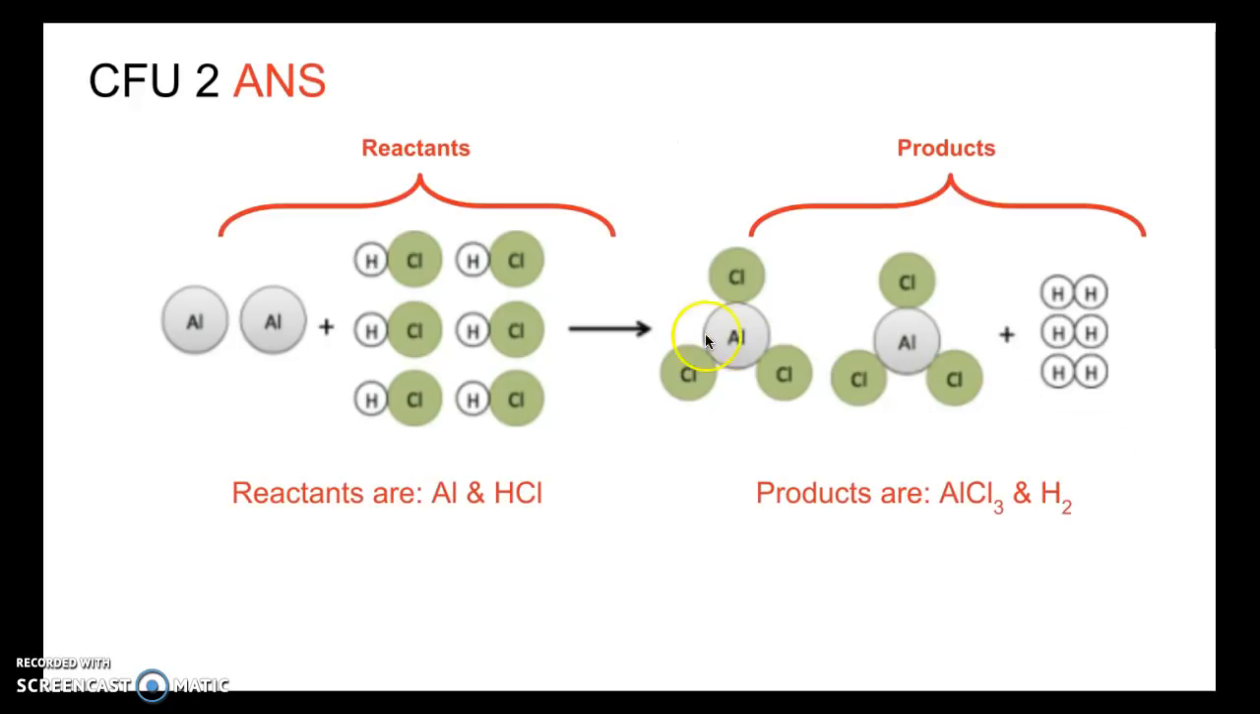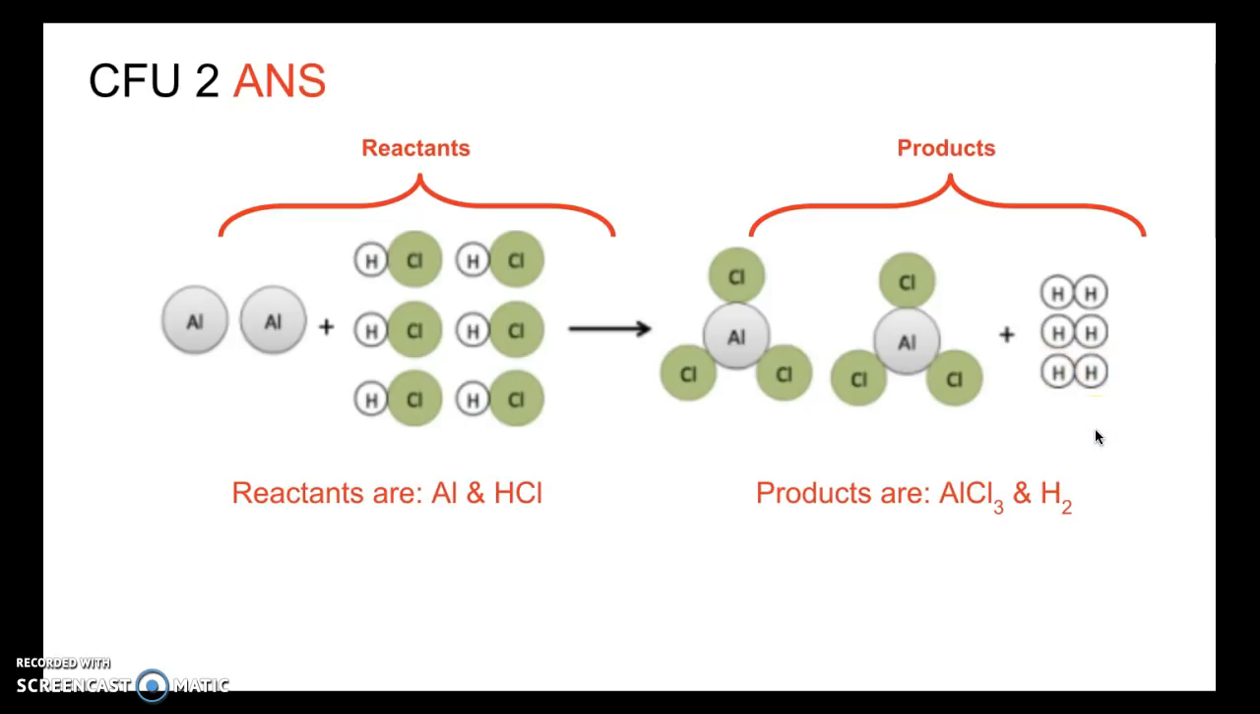Great, so here's our work. We have our reactants that we're starting off with. There is aluminum, so Al, that's one type of reactant, and then the other type is HCl. On the product side, we have AlCl3, and then the other product we have is H2. So here are our reactants and here are our products.